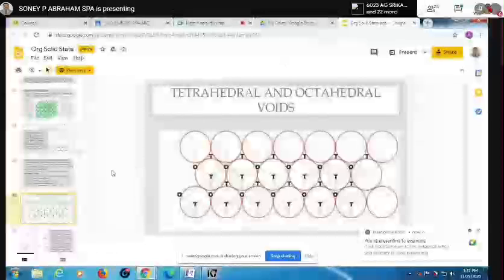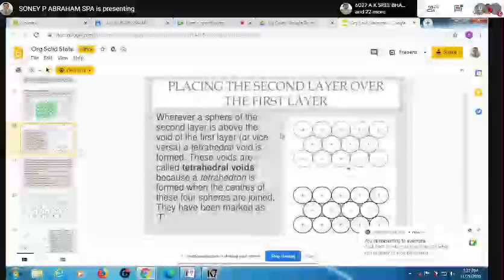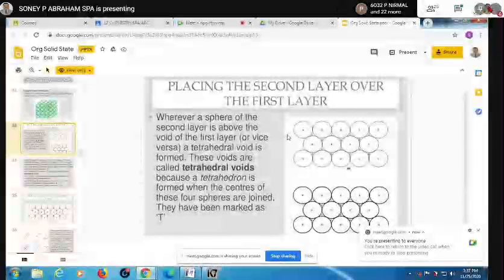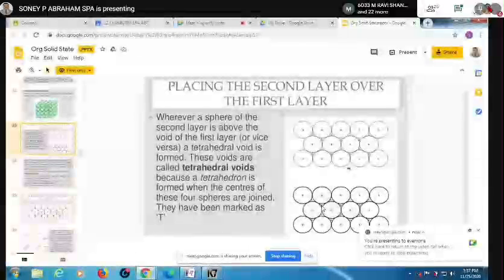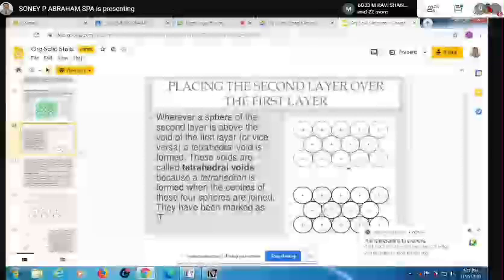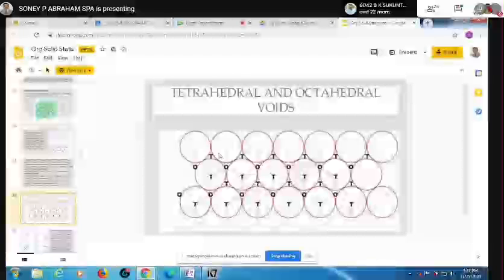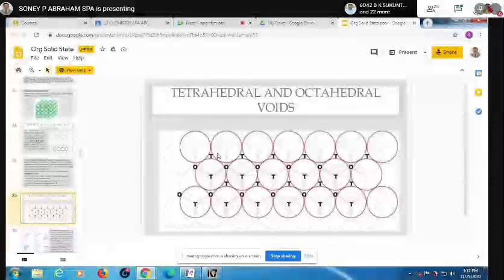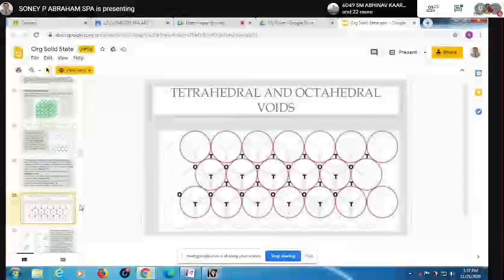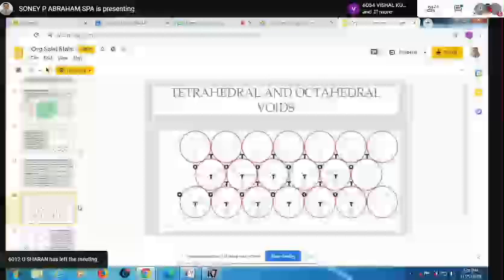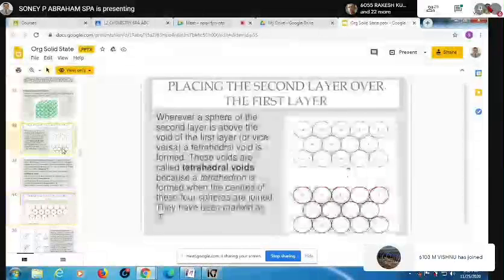Now you can see that I'm going to place a third layer over the second layer. I have placed the second layer over these voids. Now that will generate a situation when I am placing a third layer, which you can see here. The third layer can be placed over the second layer in such a way that it will occupy the tetrahedral voids or it will occupy the octahedral voids.